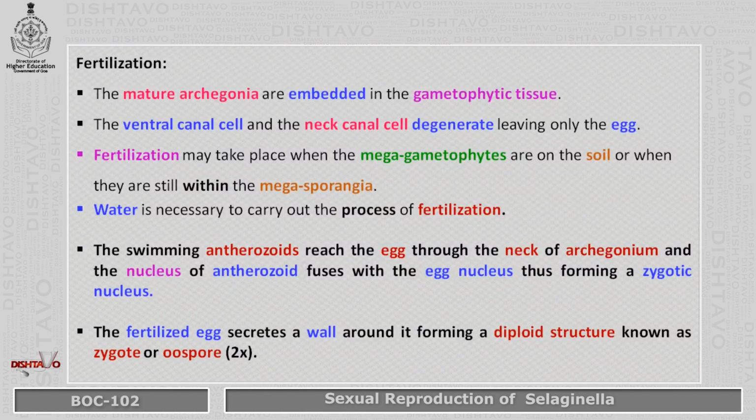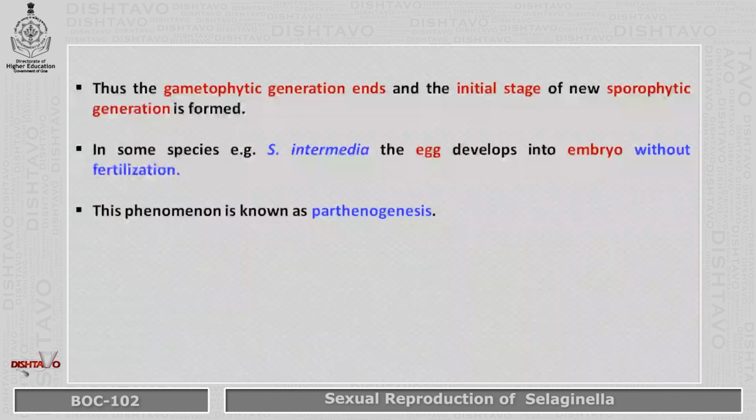The fertilized egg secretes a wall around it, forming a diploid structure known as zygote or oospore. Thus, the gametophytic generation ends and the initial stage of the new sporophytic generation is formed. In some species, for example Selaginella intermedia, the egg develops into an embryo without fertilization. This phenomenon is known as parthenogenesis.